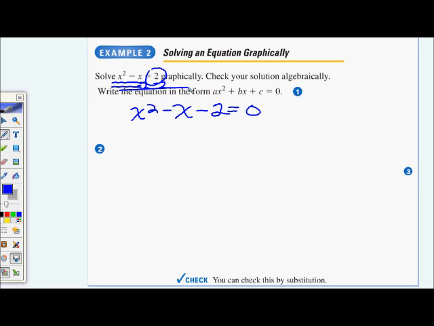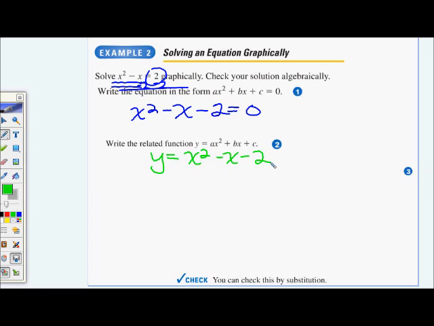Okay, now I can go ahead and write the related function form. If I write it in the related function of y equals ax squared plus bx plus c, it's going to look very, very similar here. We're going to have y equals x squared minus x minus 2. So you don't see anything that's different there.